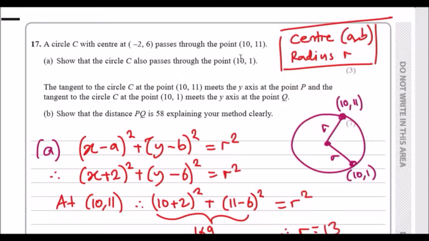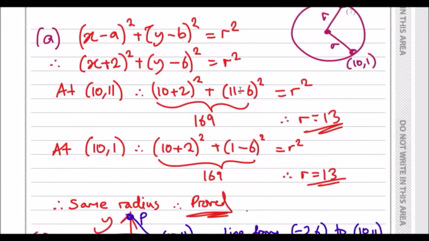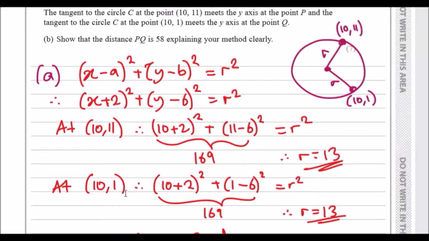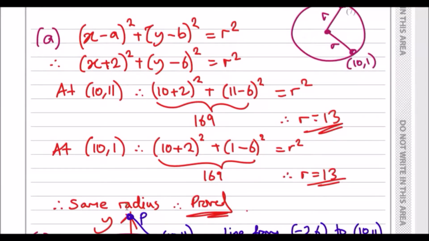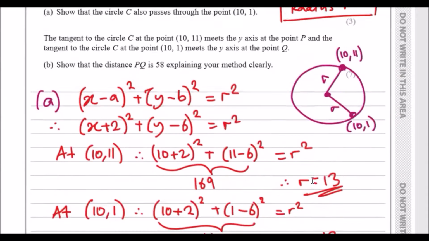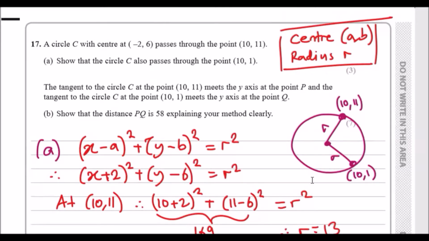And now we do the same with the point (10, 1). So at (10, 1), we replace x with 10 and y with 1, just like you did above. And again, you get 169. It's kind of obvious here because you can see that the difference in the y is just 5 for both. So of course you get the same result. And that's it, you proved it. So therefore they have the same radius, so proved. That's all.